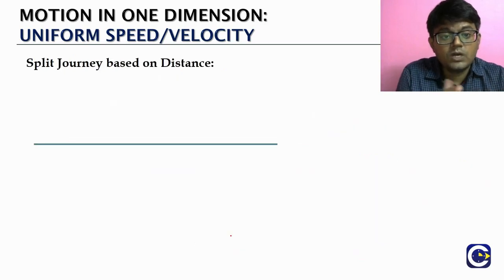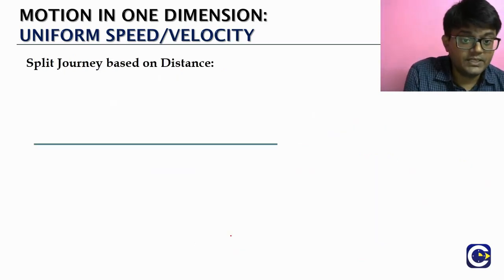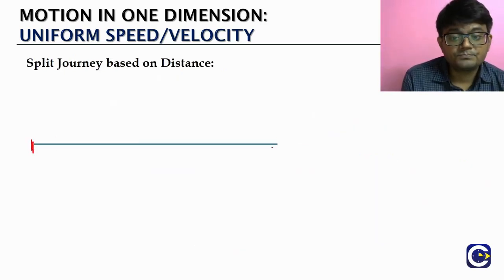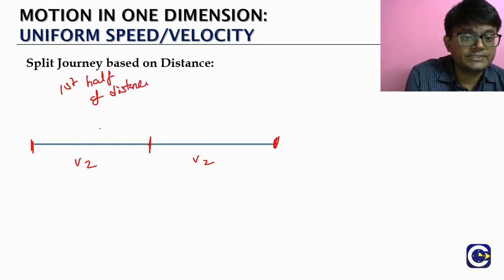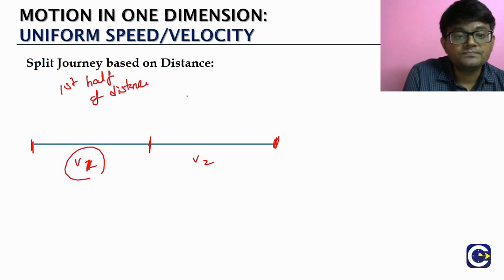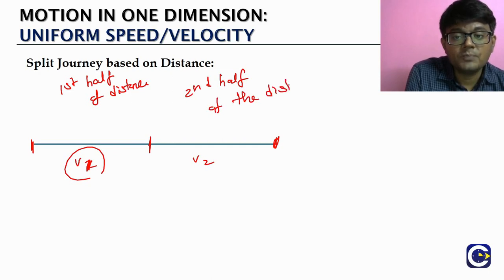Now we said there is one more way of dividing the journey. What is it? Based upon the distance. So here, let us say we divide the journey into 2 parts based upon the distance. Here the first half of the distance, let us say the speed is v1, and the second half of the distance. So here we are splitting based upon what?